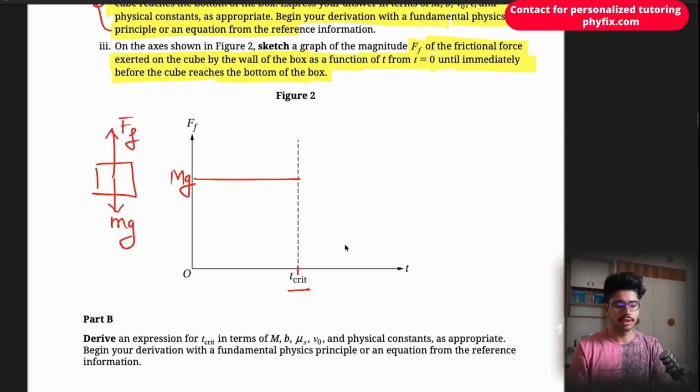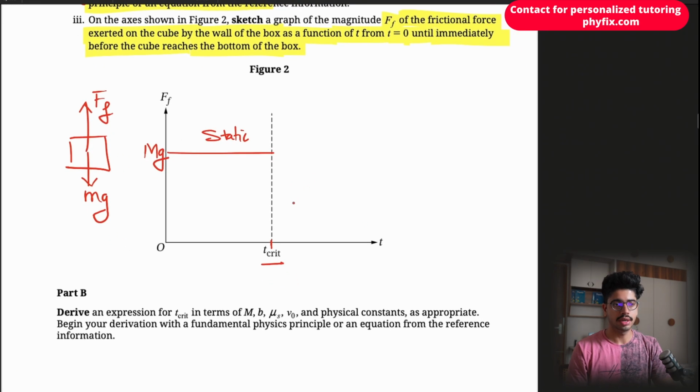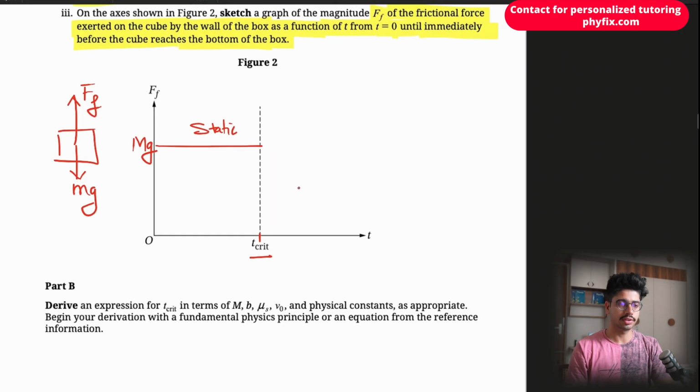Then as it starts moving, the normal force is going to change. So this is for the static case. As it starts moving, we have to use the dynamic friction, or the kinetic friction. As you know, mu s is greater than mu k, the coefficient of kinetic friction is lesser than that. So actually it will start from here.